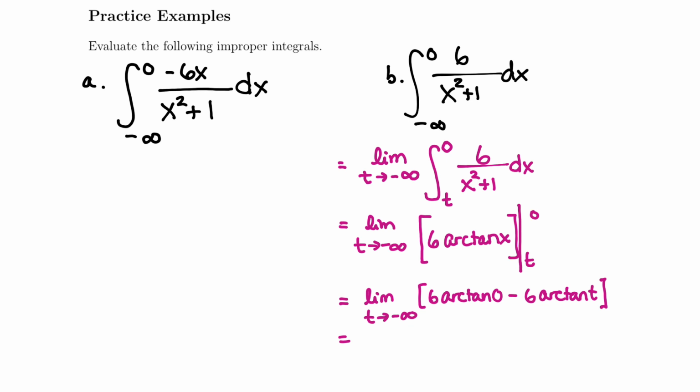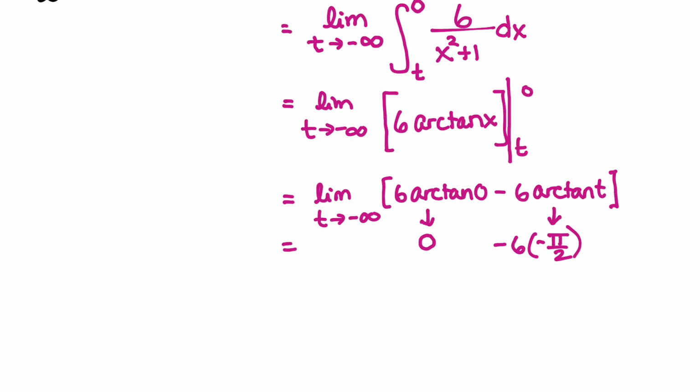But negative pi over 2, absolutely. These become radian measures because these are angles, versus the other way when you have a regular tangent function, and it's heading to negative pi over 2. That's the arctan of negative infinity. So we've got that 6 arctangent of 0 becomes 0. We've got negative 6 arctan of negative infinity is negative pi over 2 times negative 6, and that's just giving us a final answer of 3 pi.